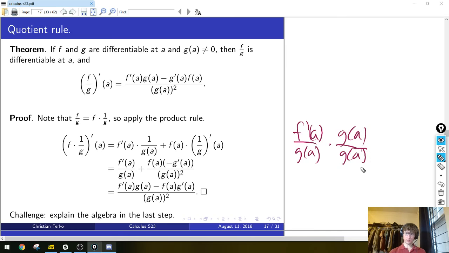So your idea in the first step of squaring was almost correct, but we're not allowed to just square stuff in general. However, we can multiply by 1 in a form which squares the denominator, right? So if I do that, multiply by g of a over g of a in the first term, that gives us f prime g over g squared. And now the denominators are the same, so you combine these two things with a common denominator: f prime g minus g prime f over g squared. And that's the proof.